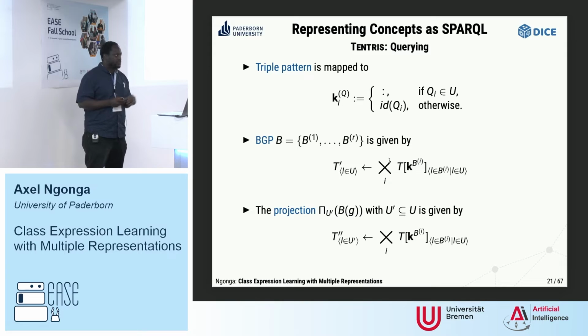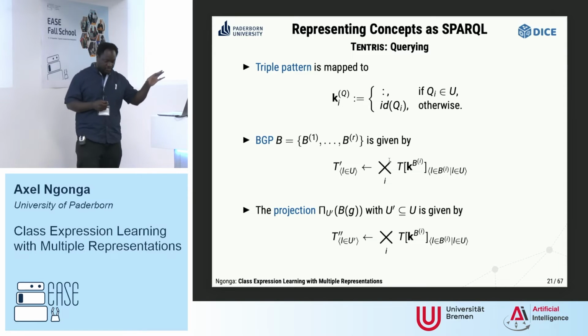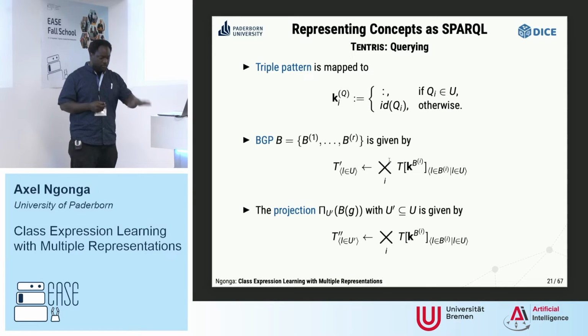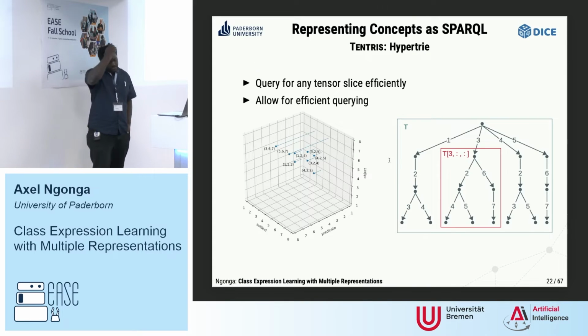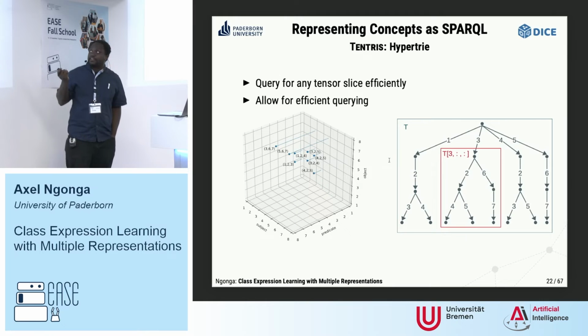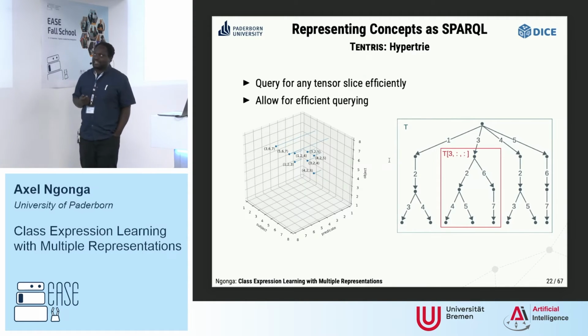So, what have we done so far? We've really taken class expressions and we've mapped them to operations on tensors. What we really need is a data structure which caters for these operations. And it turns out that the hypertrie data structure does exactly that.